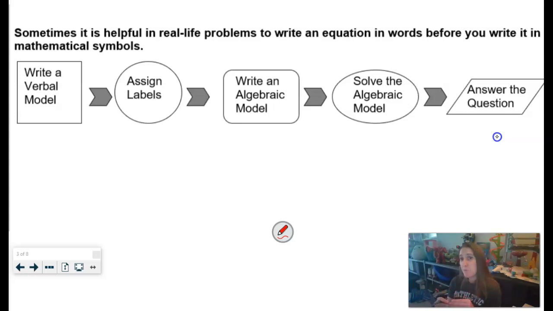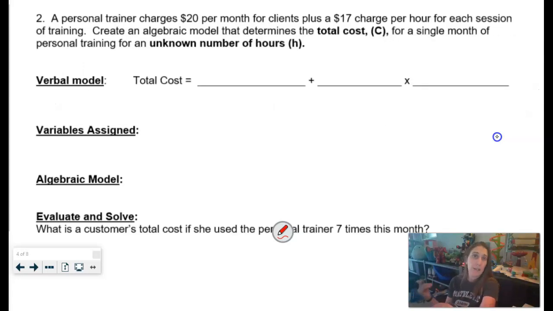If we sometimes have more information, we can actually solve or evaluate the algebraic model, and then we can give an answer. And ideally, we're going to give an answer like a human would give an answer, not like a little algebra robot. So this question is about a personal trainer who charges $20 per month for the client plus $17 per hour for each session of training.